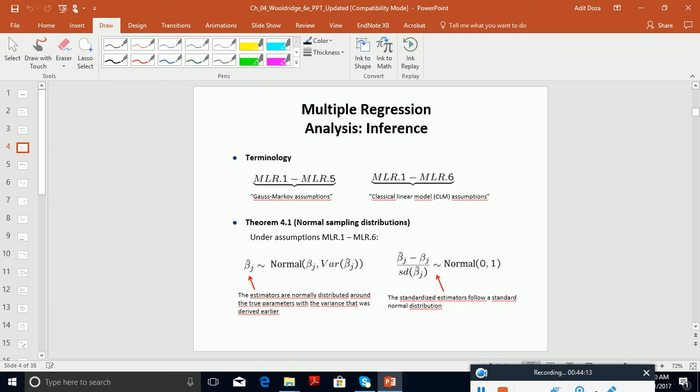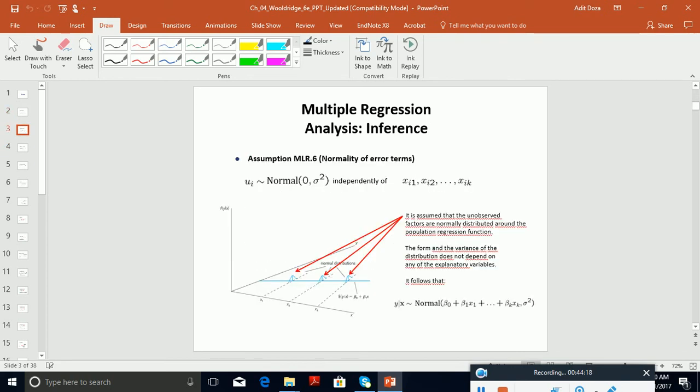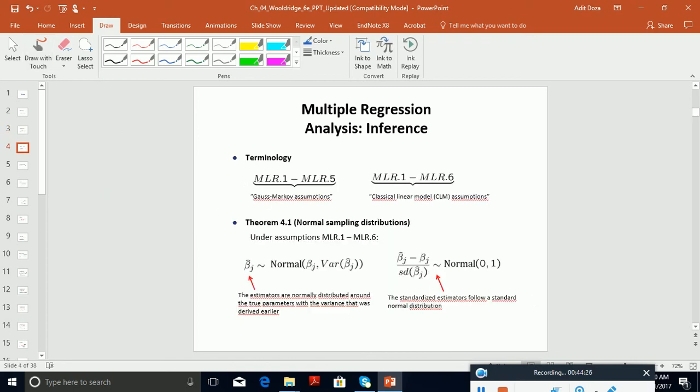When is it BLUE? When it satisfies all 6 conditions. The 6th condition is on slide 3 of chapter 4. Once all 6 conditions are met, then we will say that our estimator is BLUE, best linear unbiased estimator.